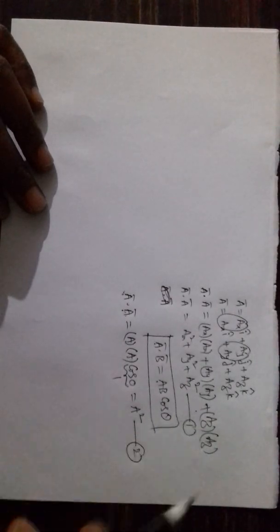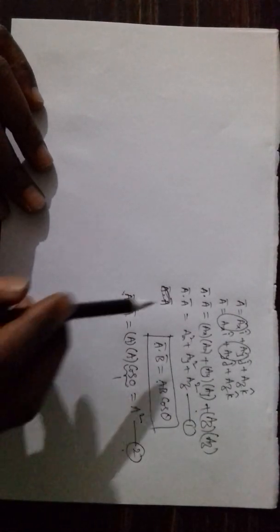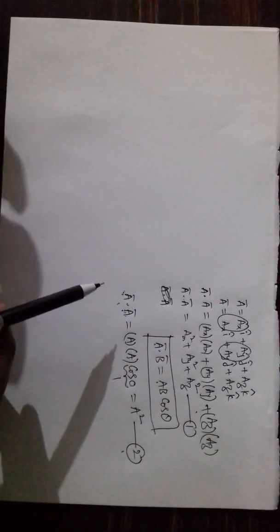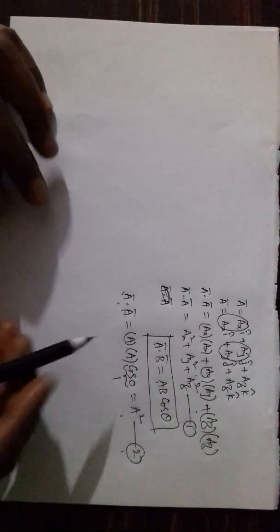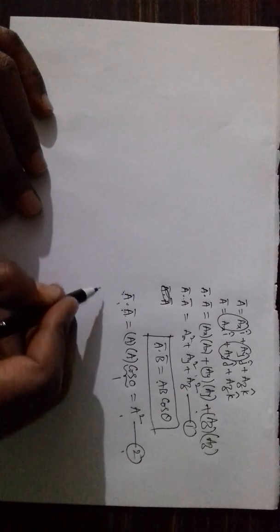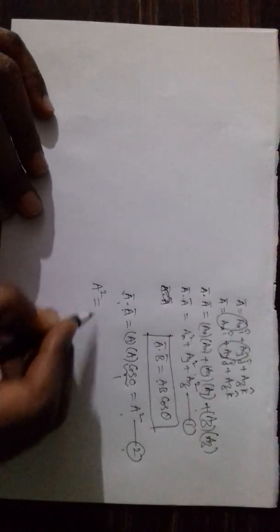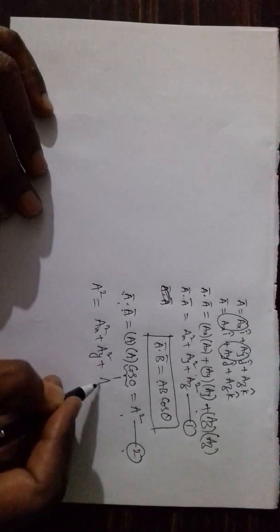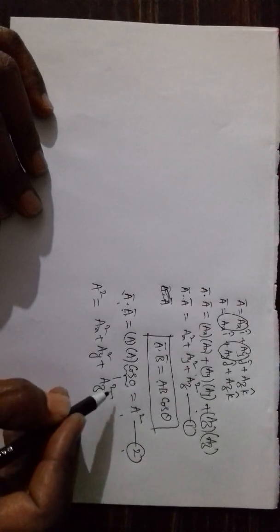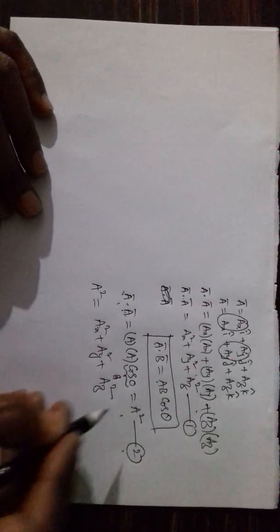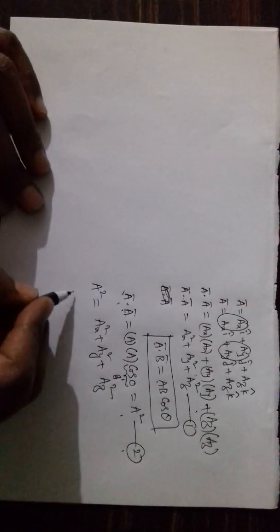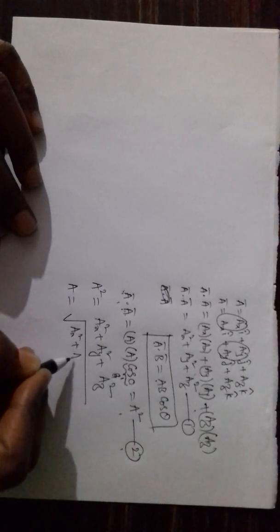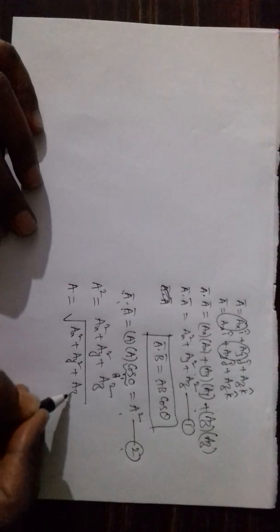See, you see the first and second equation. On the left hand side a dot a. So from the first and second equations we get, like this, a is equal to under root ax square plus ay square plus az square.